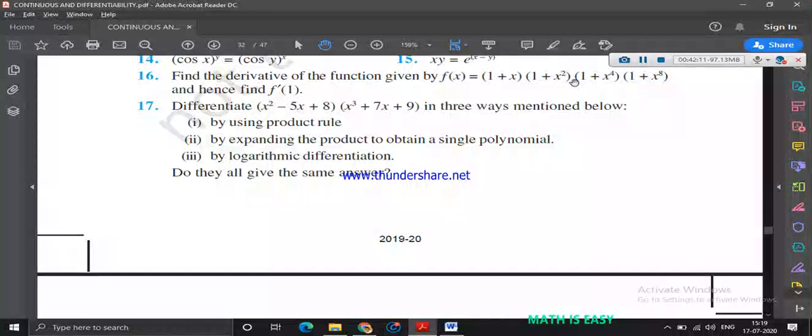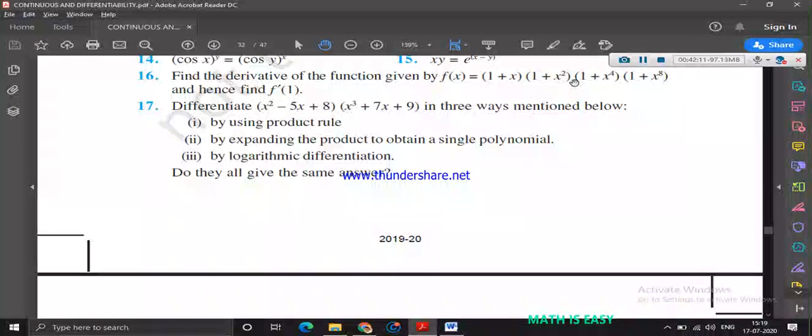That can be done. The third method is the logarithm method. So take this entire thing as y equals this product. Then I get log y equals log of x square minus 5x plus 8 plus log of x cube plus 7x plus 9. Just compare all the 3 answers, whether they are the same or not. The 18th question is also the same.